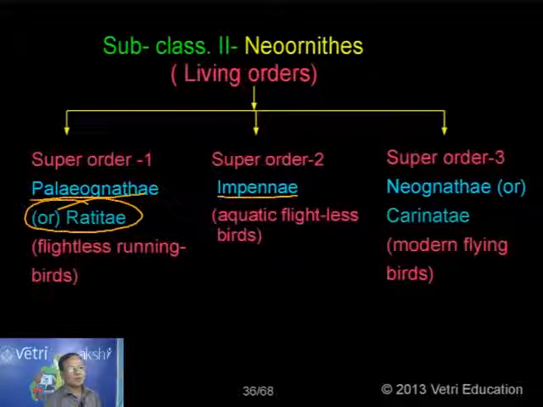Birds are not mammals. I mentioned already, birds are not mammals, because they originated from the reptilian forms. So Impennae includes penguins, the flightless aquatic birds, and the modern birds are included under the superorder Neognathae, also called Carinatae, the modern flying birds. So we have flightless running birds, aquatic flightless birds, and also modern flying birds.